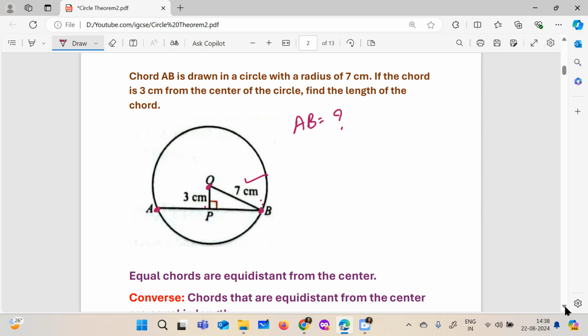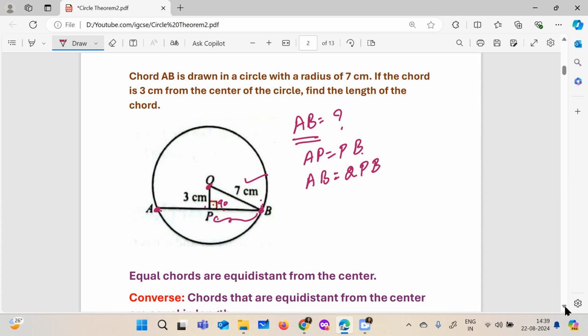See, here we have 90 degrees, and we know that OP is the perpendicular bisector of AB, right? Since it is a perpendicular bisector, you have 90 degrees. When you have 90 degrees here, we get a right triangle. Finding the length of AB is nothing but finding the length of PB and doubling it, because AP is equal to PB. Therefore, AB is equal to 2 times PB, right? So we can work on the length of PB.